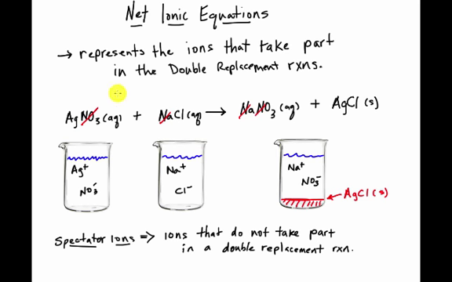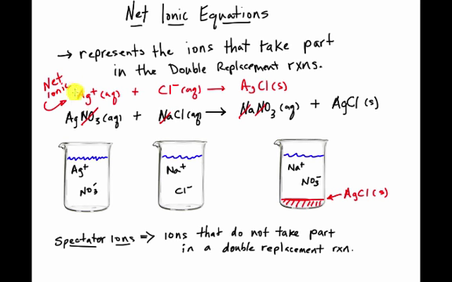So the real reaction here is that we have a silver ion, which is aqueous, and it reacts with a chloride ion that is aqueous, and what it does is it produces silver chloride solid. And this would be my net ionic equation, because I removed all of those ions that don't do anything. So this is my net ionic equation.